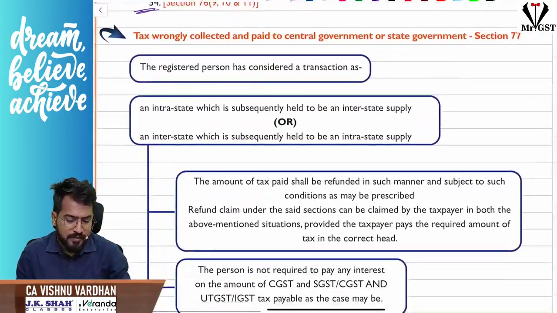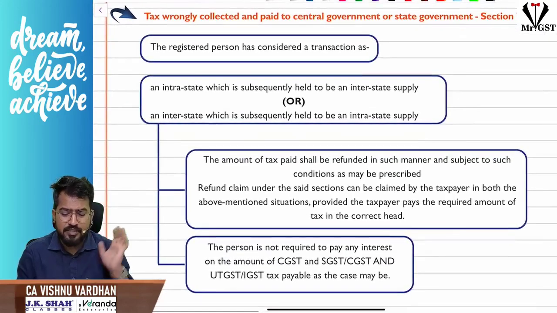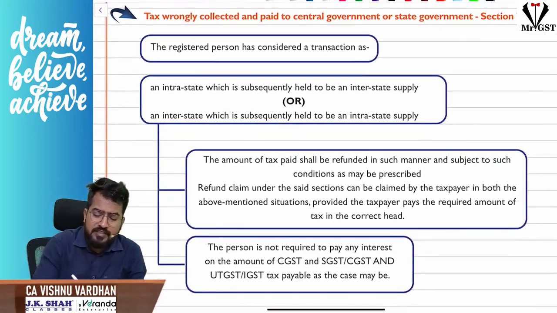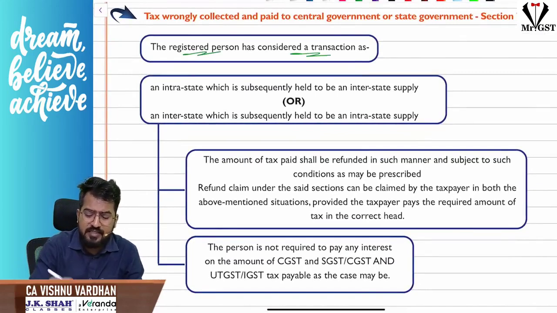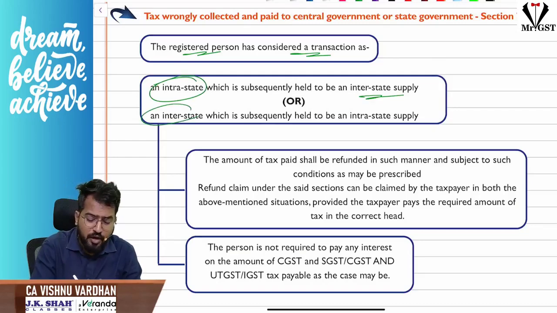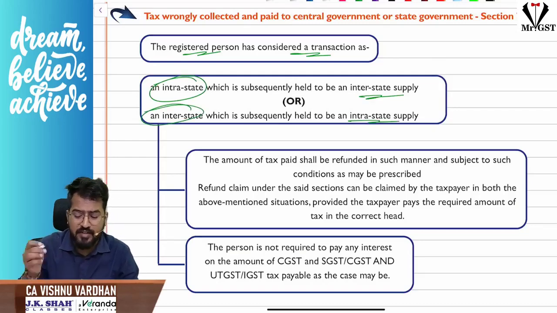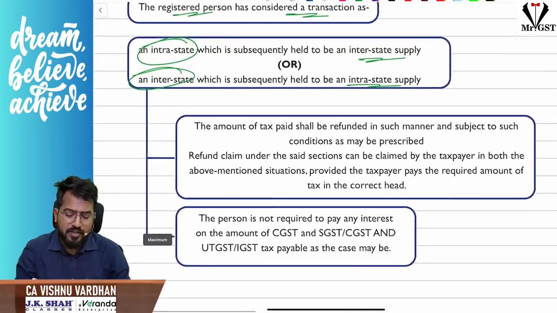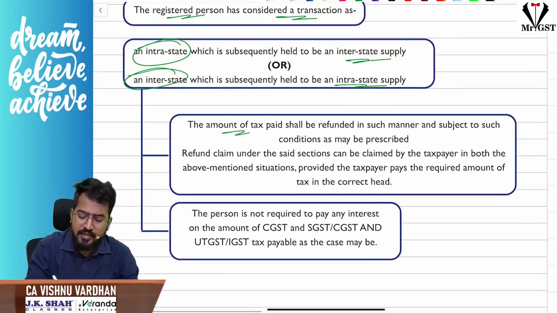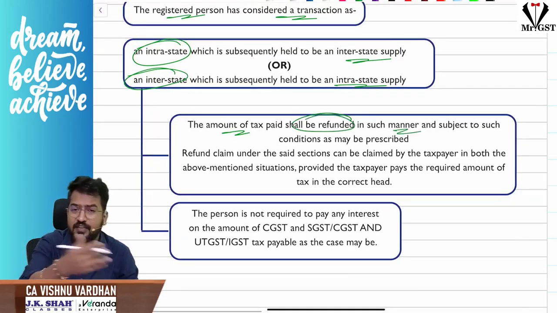Next, tax wrongly collected and paid to the central government or state government, section 77. Where a registered person has considered a transaction as an intrastate supply but understood later on it is an interstate supply, or he treated it as an interstate supply and later on felt it is intrastate supply, then whatever amount of tax they have paid earlier will be refunded in such manner. In the refunds chapter we have seen.